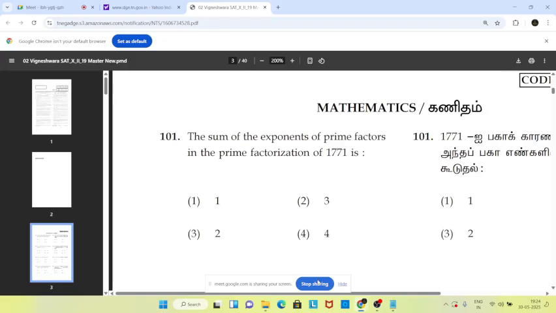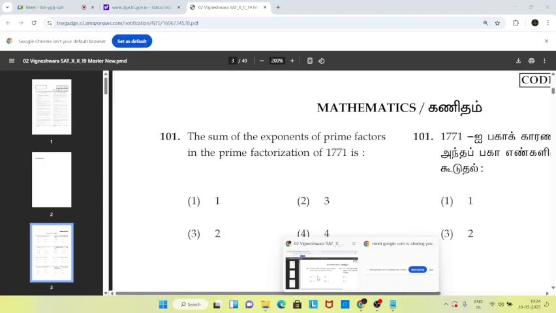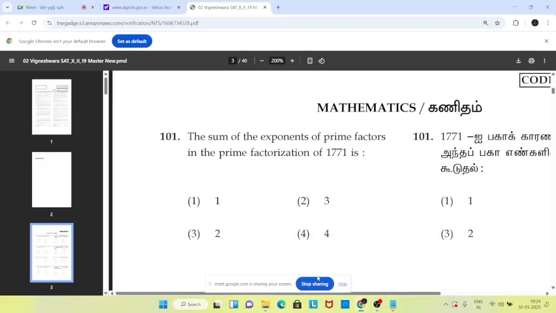Suppose you multiply 7 into 11 into 23, what do you get? You will get 1771. So these are the three factors. What they're asking in the question is the sum of the exponents of prime factors. It means these factors 7, 11, 23 are prime factors. You have to find the power of these. 7 means 7 power 1, 11 means 11 power 1, 23 means 23 power 1.